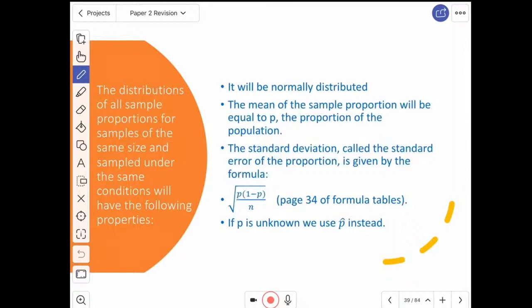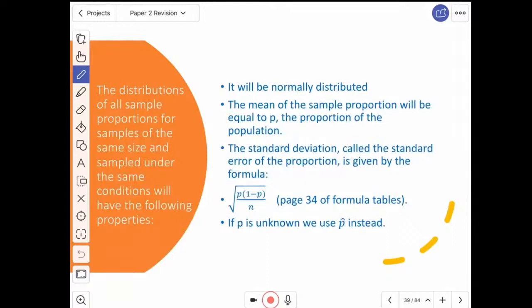So if you have your formula tables open in front of you, I'd like you to go to page 34. And if you look down the bottom of page 34, you'll see that there's a section called sampling. And you don't need to really worry about the first one. It's the bottom two that you need to worry about. So it's the standard error of the mean and the standard error of the proportion. So it's the proportion one that I want to talk to you about now. So again, that's that decision you need to make in these questions. Is it a proportion question or is it a mean question? So in this one, we're talking about the proportion.